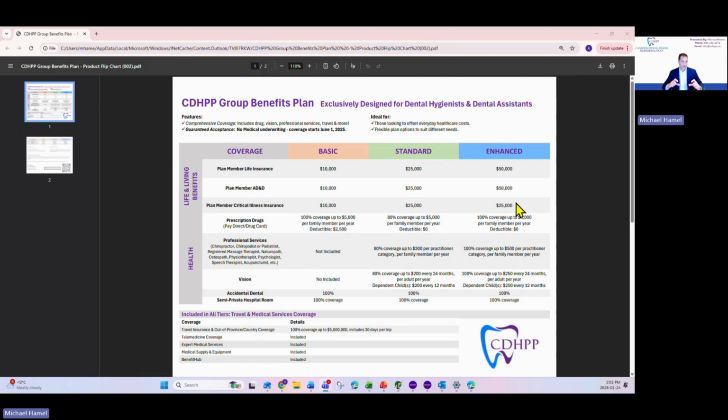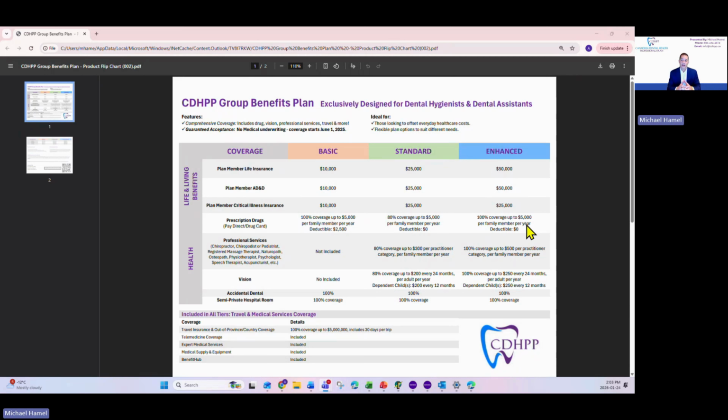Now moving on to the second component, which is the health component. If I look here at the prescription drugs to start things off, with our enhanced plan, we offer 100% coverage up to $5,000 per family member per year. Okay, so each member is going to have up to $5,000 of coverage for prescription drugs. After that year, obviously, it's going to reset and renew to, again, $5,000.